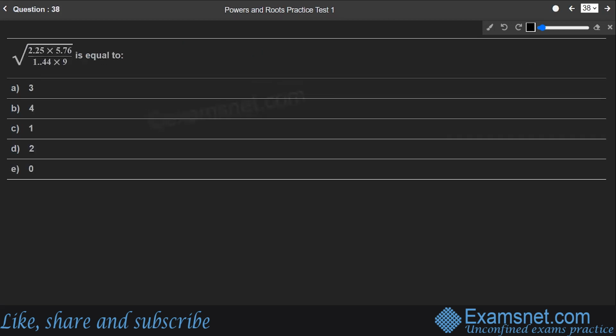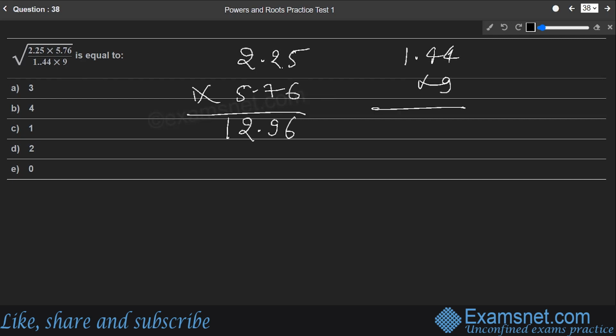Question number 38, we have to solve this. Okay, so let us do that. Clearly we are supposed to find out the under root of this. We can do it multiple ways. We can find out the under root of 2.25 and 5.76 and 1.44 and 9 separately, and then solve it. Also we can do it by product. So let us do the product part. 2.25 multiplied by 5.76, the product comes out to be 12.96. Similarly we have to do the product of the denominator, that is 1.44 multiplied by 9. If you do this, this again comes out to be 12.96. So clearly we can replace these two numbers as the numerator and the denominator.